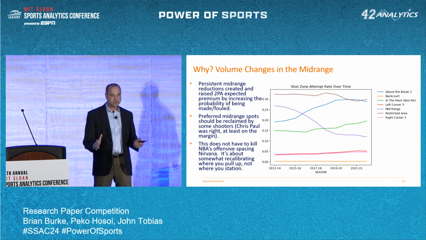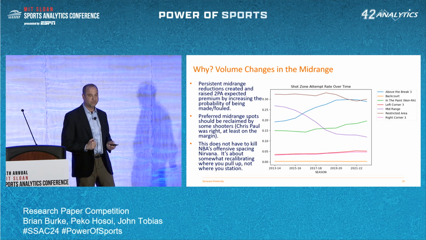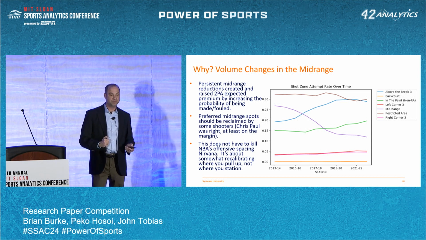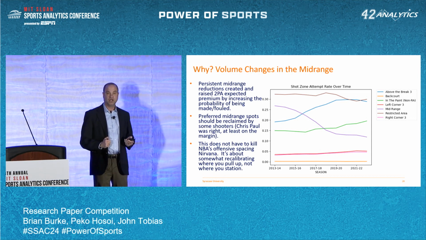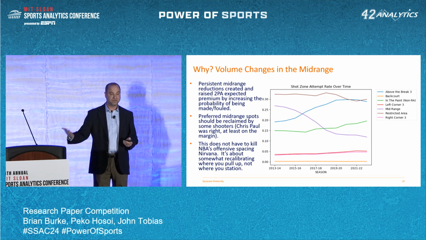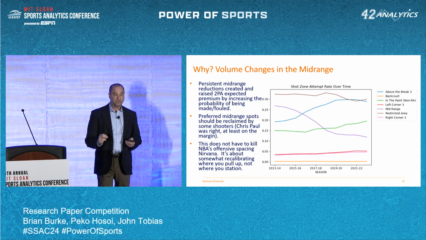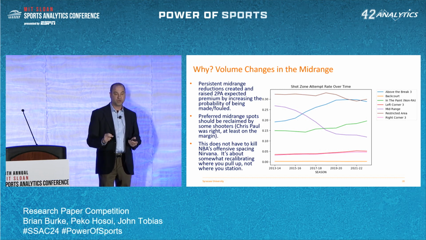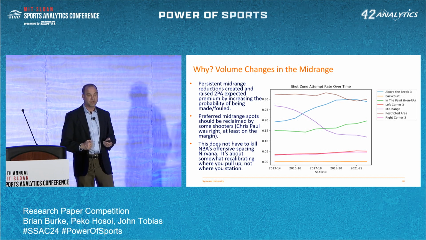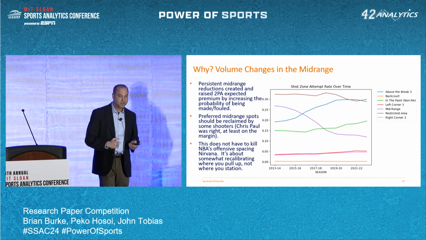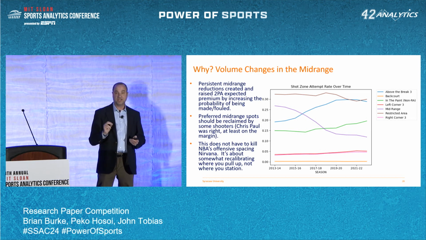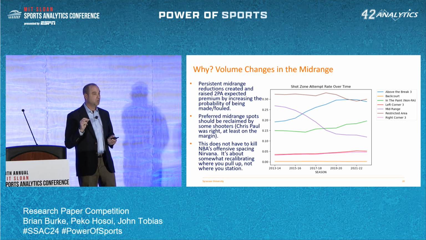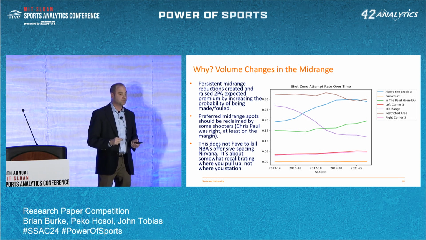We can zoom in on this a bit and say that persistent mid-range reductions created and raised two-point attempt expected premium by increasing the probability that these types of shots were made and fouled on. Preferred mid-range spots should be reclaimed by some shooters and some teams. Chris Paul was right, at least on the margin. Not all mid-ranges are bad. This does not have to kill the NBA's offensive spacing nirvana. It's about somewhat recalibrating where you pull up, not where you station.